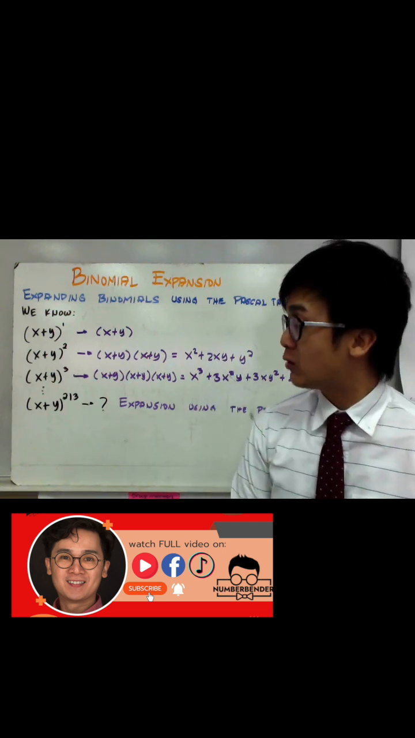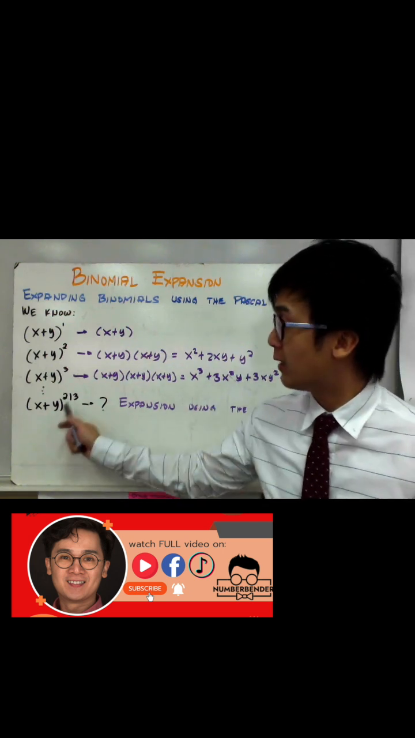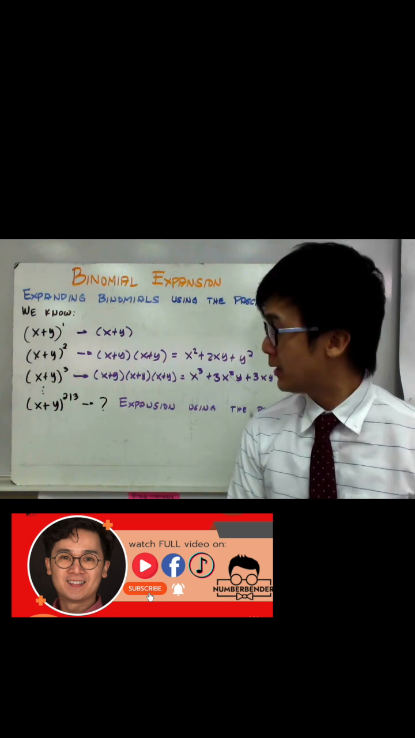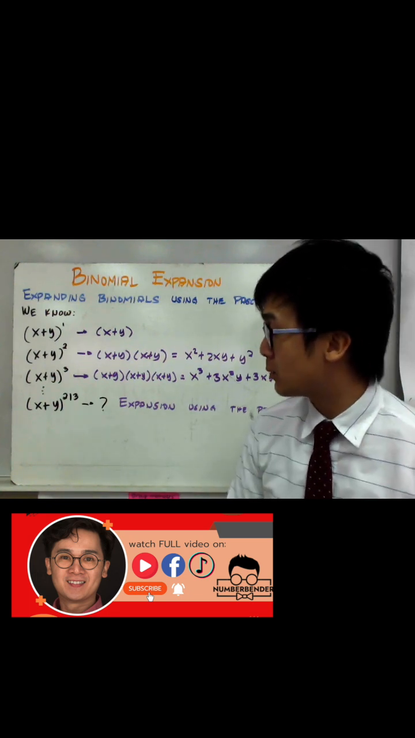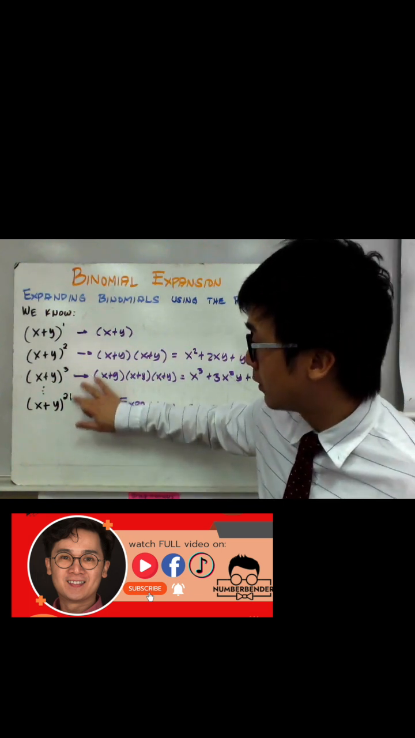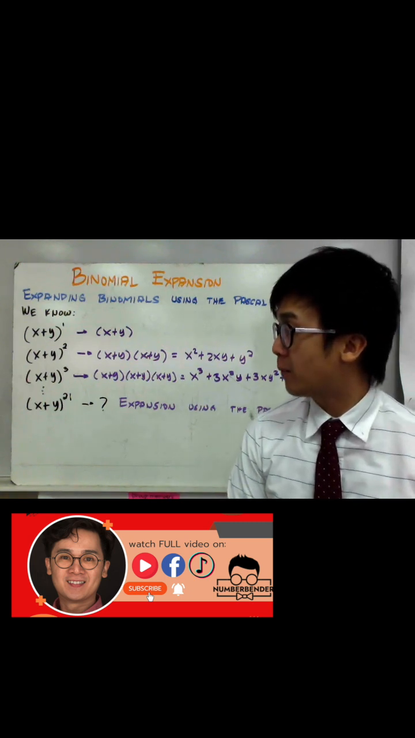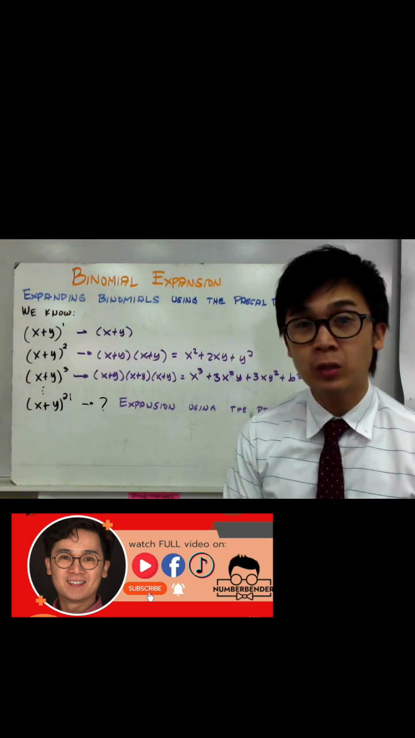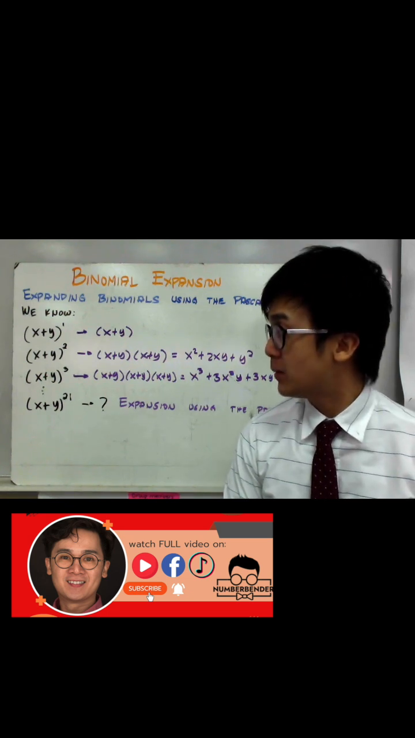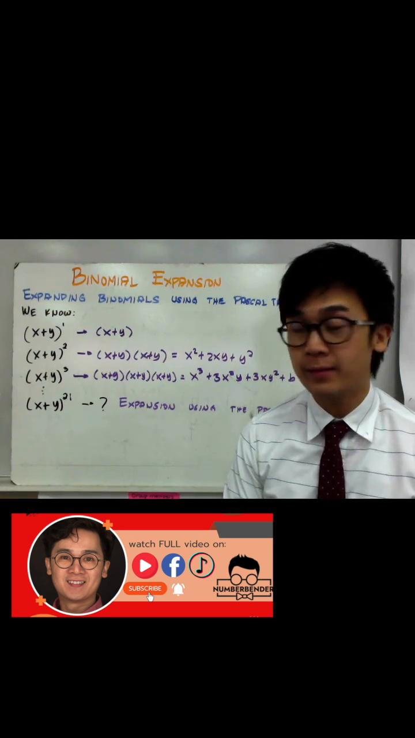Now, what if we need to expand a binomial, let's say to the 213th power? Or let's just make it smaller. Let's say we want to expand it to the 21st power. We're not going to multiply x plus y by itself 21 times. Today we're going to learn one technique on how to expand x plus y without the FOIL method.